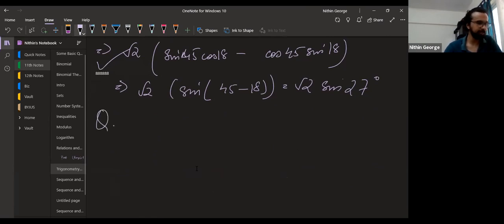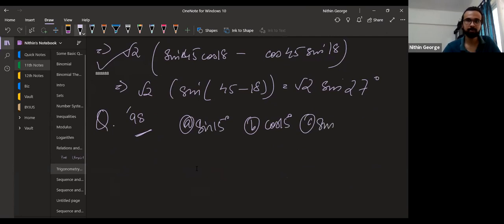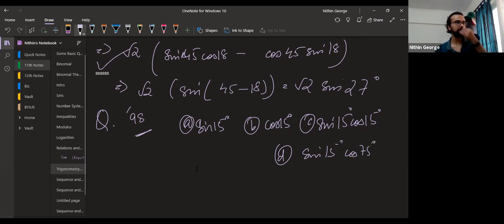Okay, JEE 1998 question. Which of the following is rational? Sin 15 degree, cos 15 degree, sin 15 cos 15. I don't think they'll ask such a nice question again, but yeah, let's find this out. This is one of the easier questions in that paper. Cos 75 degree. Which of the following is rational?